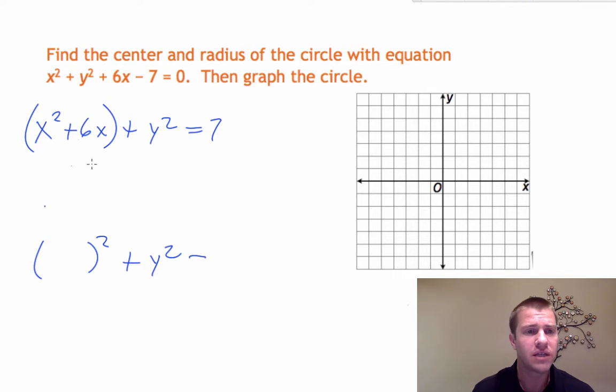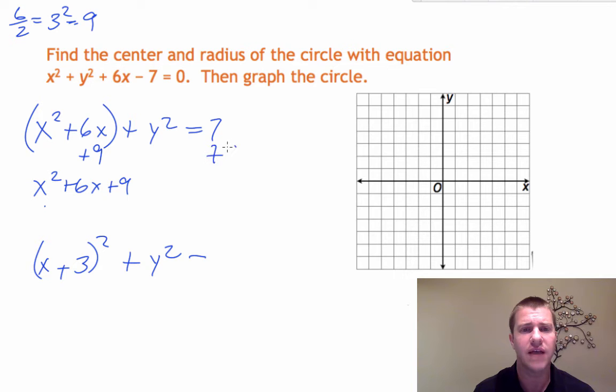So to do this, I'm going to add b over 2 squared. 6 divided by 2 is 3. 3 squared is 9. So I'm adding 9 to this, x squared plus 6x plus 9, and then that's going to factor into x plus 3 squared. But because I added 9 over here, I also need to add 9 to the other side of the equation. And because I'm going to the other side of the equation, I'm adding the same thing, where with the parabolas I was adding it to the same side.